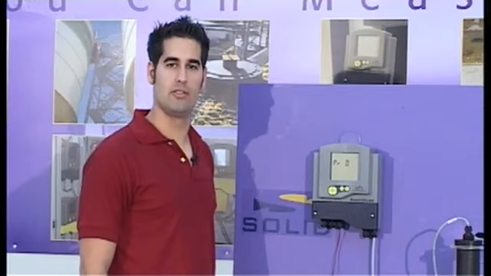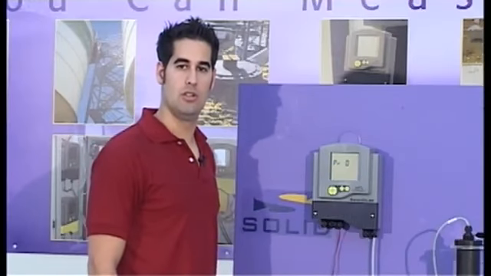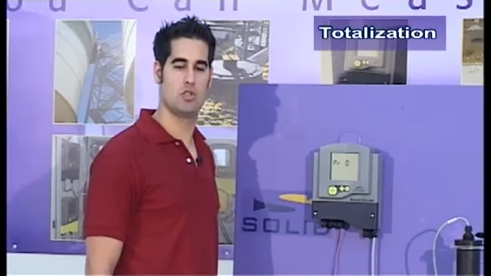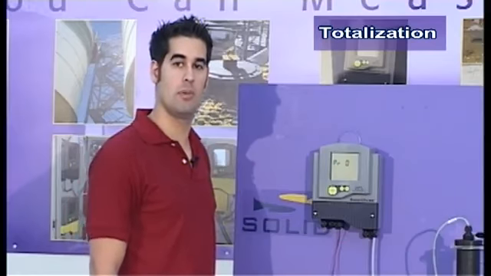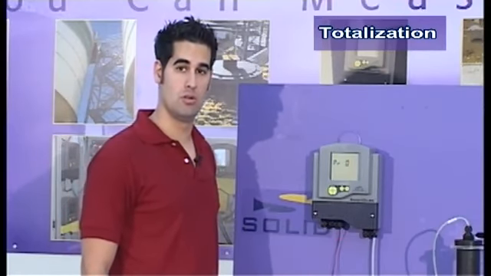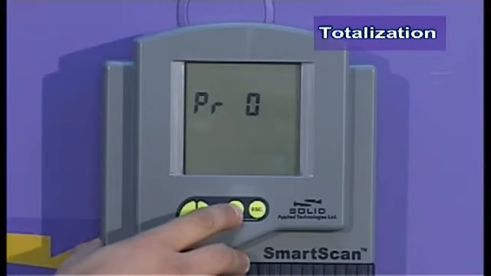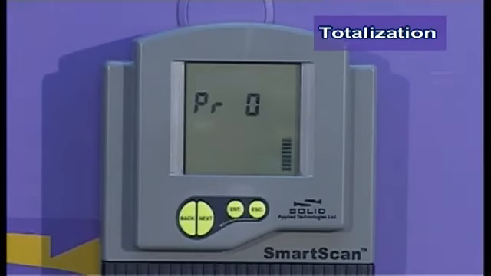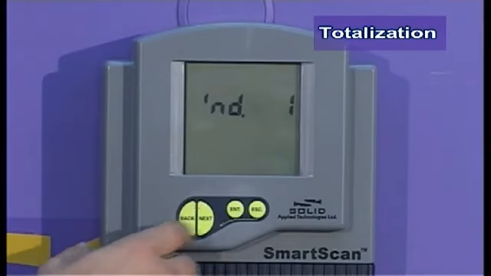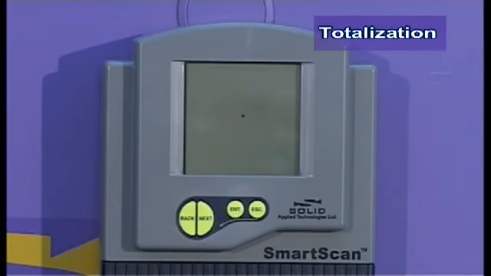In order to define totalization indication, the user must choose flow indication in the main menu before. After, it will go to the additional menu and press Enter on Program 0. And we'll choose indication 2, which indicates totalization indication.